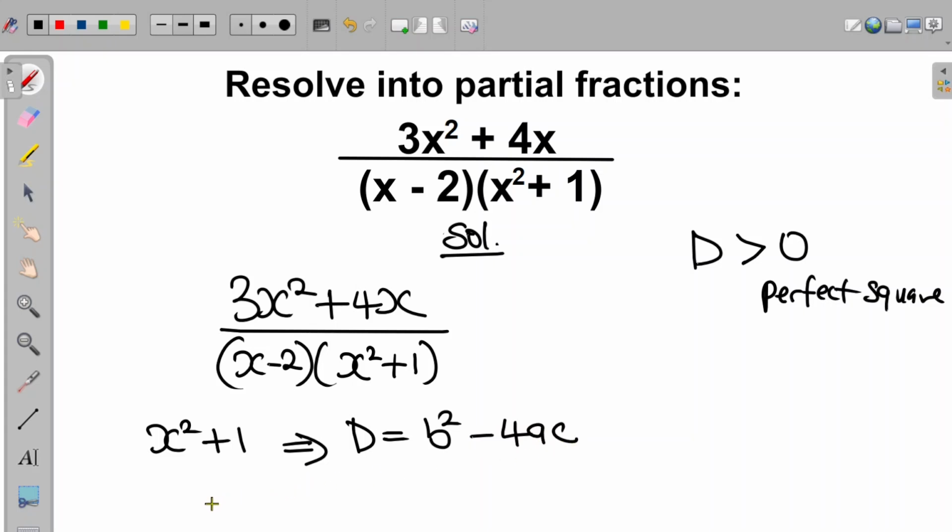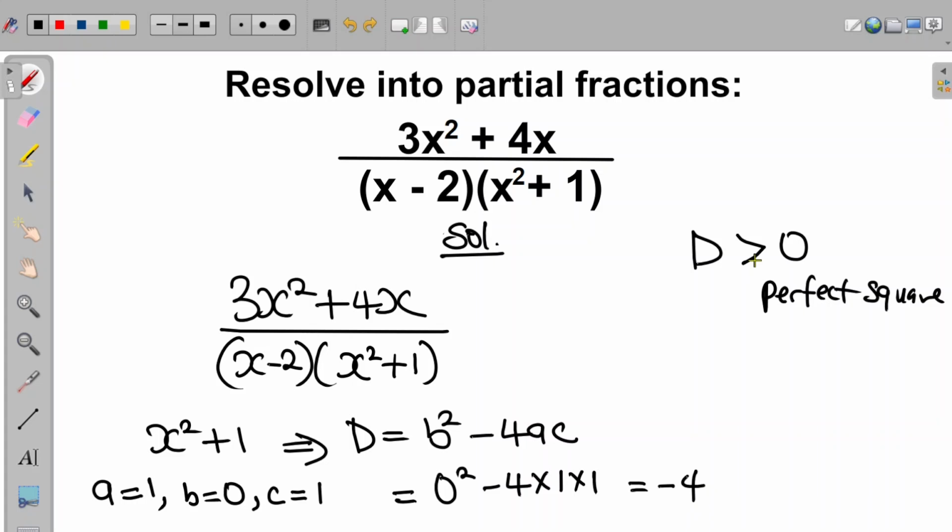From our general knowledge of quadratic equations, the coefficient of x squared, which is a, is equal to 1. The coefficient of x, which is b, is equal to 0 because x was not given in our expression, and the constant term c is equal to 1. So we plug in these values here. We have 0 squared minus 4 times 1 times 1, and this is equal to minus 4. Since D is less than 0, the expression is not factorizable.